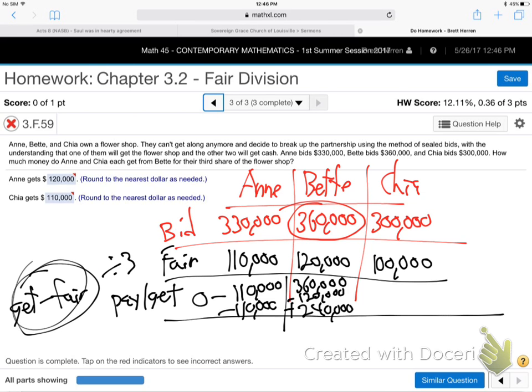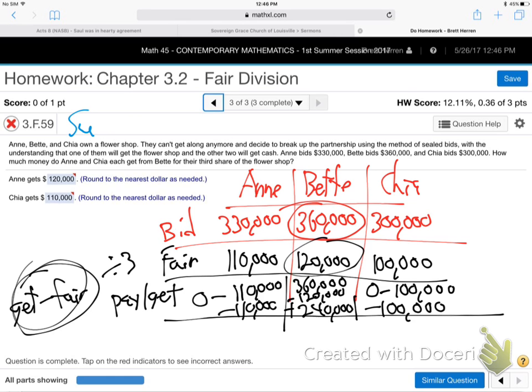Ann got nothing minus the fair share, negative 110. Betty got the flower shop, 360, minus her fair share. So every time, I'm just taking what they got minus their fair share. Next, Chia. What did Chia get? Nothing, minus Chia's fair share of 100,000, so it's negative 100,000. Chia should be given 100,000 because she thought that was a fair share, and she didn't get the flower shop, so she should be given $100,000 in cash.